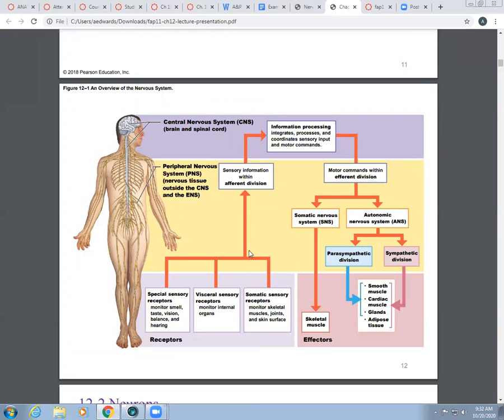So for the afferent division, you've got essentially somatic sensory receptors to deal with things like your skeletal muscle, joints, and your skin surface. Visceral, which has to do with the organs inside your body. And special, really like your special senses like smell, taste, vision, balance, and hearing. Okay, but in all of these cases, you're sending information to your central nervous system. The efferent division, again, we're sending motor commands to the tissues. With the somatic nervous system, deals with skeletal muscle primarily.